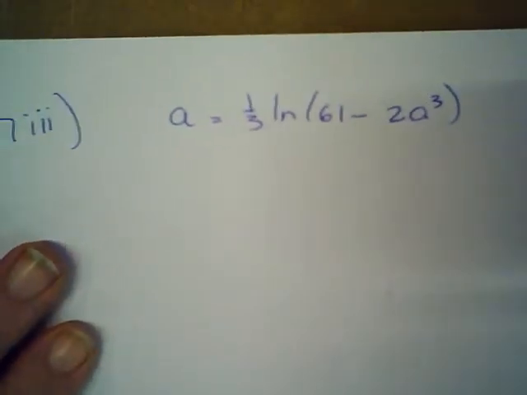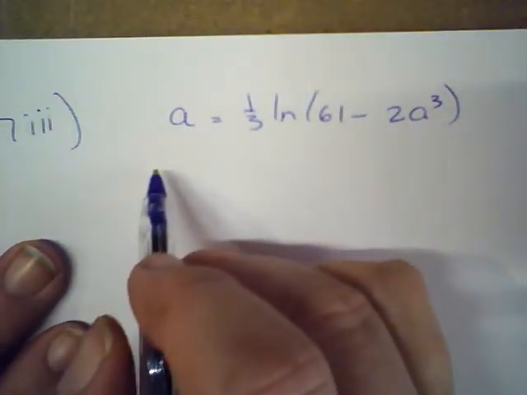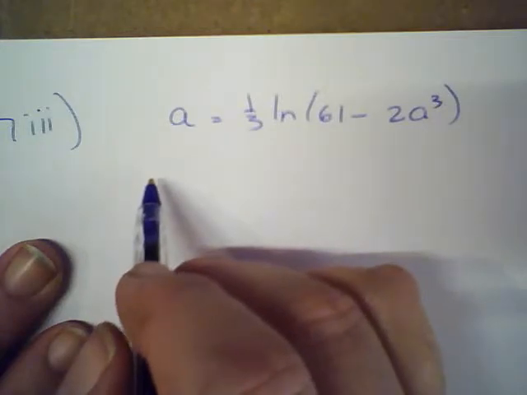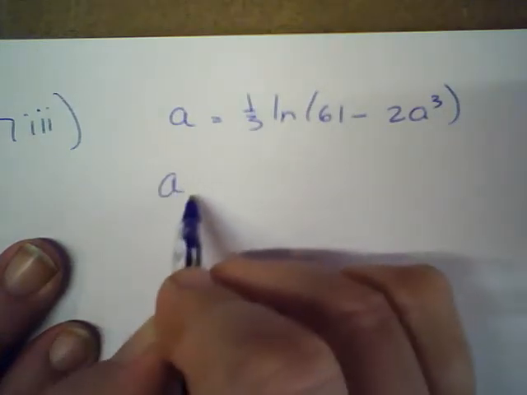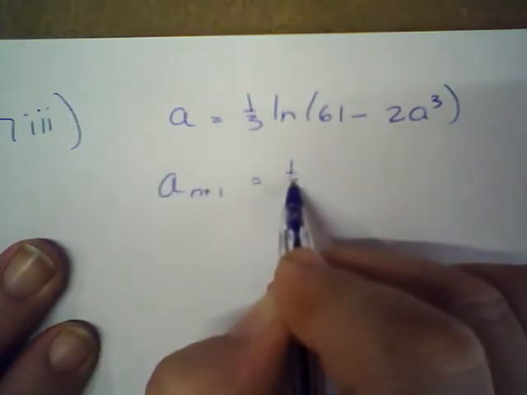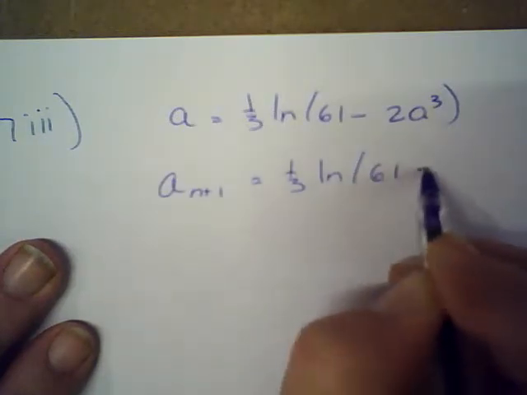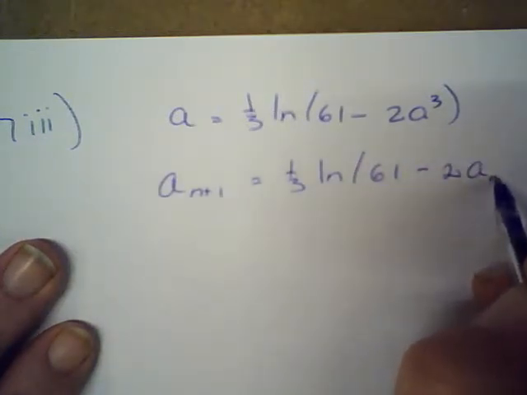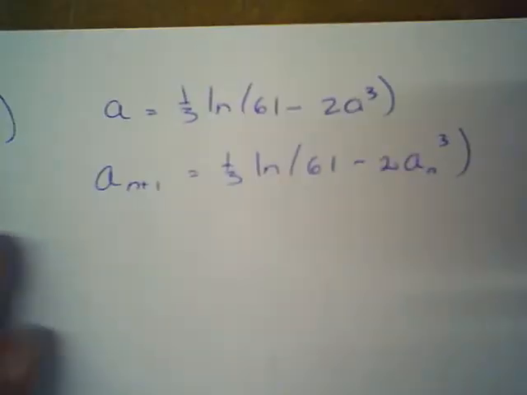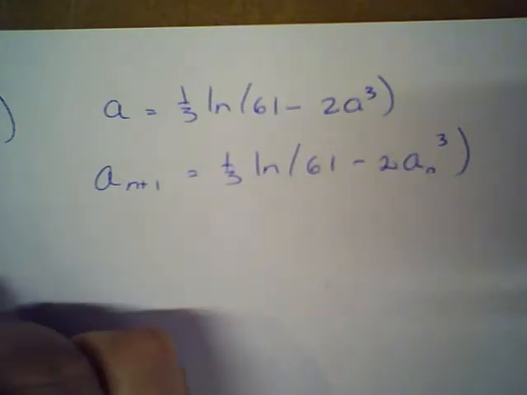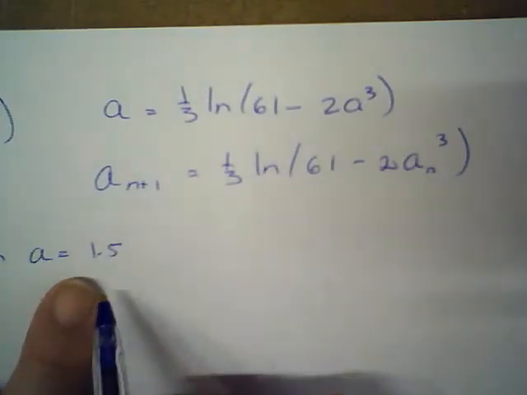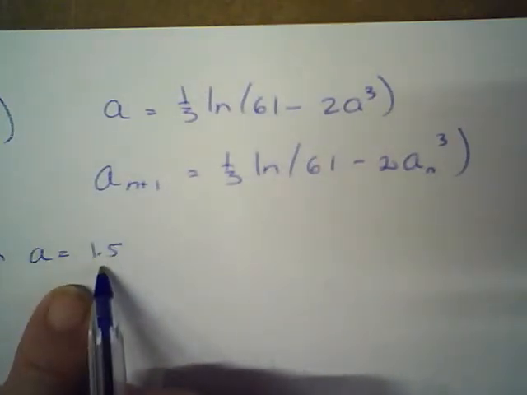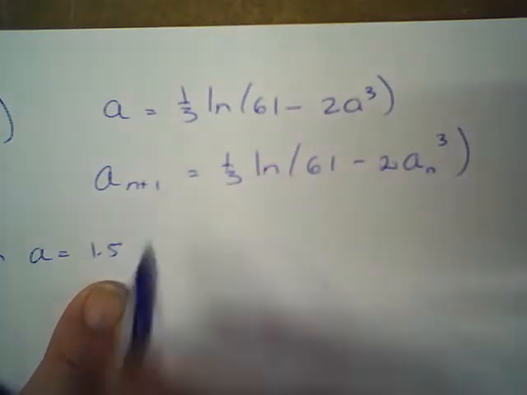Okay, so we need to create an iterative formula here, and then find the value of a correct to 5 decimal places. So a n plus 1 equals 1/3 natural log of (61 minus 2 a n cubed), and that would give me my iterative formula. So I've created the iterative formula. Now let's see, when a equals 1.5, so you could start with 1.0 as well. I prefer to start with my upper bound. I just found it easier.